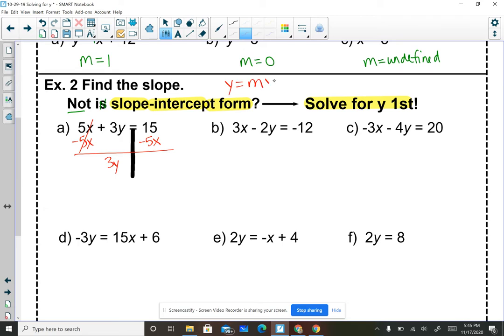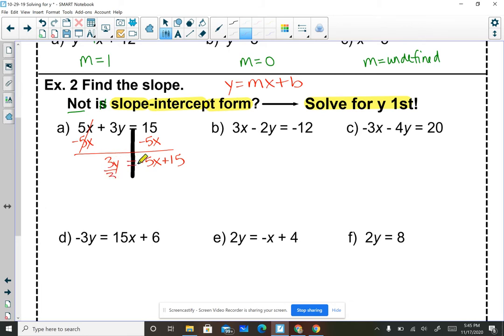Y equals mx plus b. Since we want it in that form, the mx, which is the negative 5x, is going to go first, and then right now in the b spot is going to be that positive 15. You cannot combine those. They are not like terms. Okay? We're not at y equals yet because we have 3y equals.